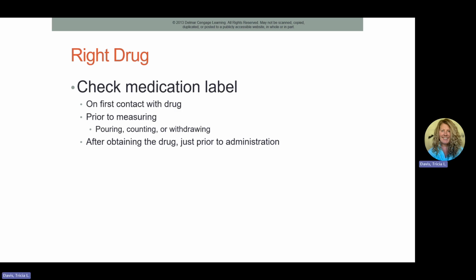The right drug, check medication label. The very first time we come in contact with this drug, we are going to be reading that medication label. Then after we do that, prior to measuring it, so counting our pills, withdrawing liquid, or pouring medication, we're going to check that medication label again after we obtain the drug, and then again just prior to administration, okay? We always want to make sure that we do this in an area that is free of any distractions because we do not want to make a medication error.